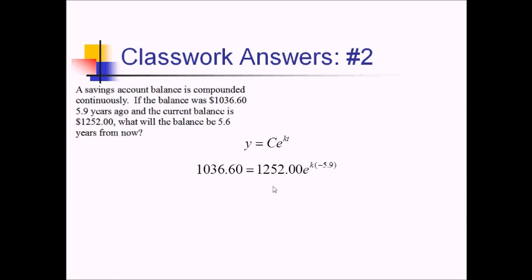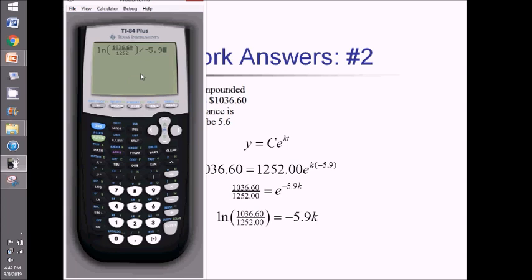To do that, I'll start by dividing by 1252 to isolate the exponential term. And then I have to take the ln of both sides to get rid of this e. So that just leaves me with negative 5.9k on the right side, and all of this stuff inside one big ln on the left. Now we'll divide both sides by negative 5.9 to figure out k. So there we go, dividing, and that comes out to some crazy decimal here. Now I'm not going to round this off.